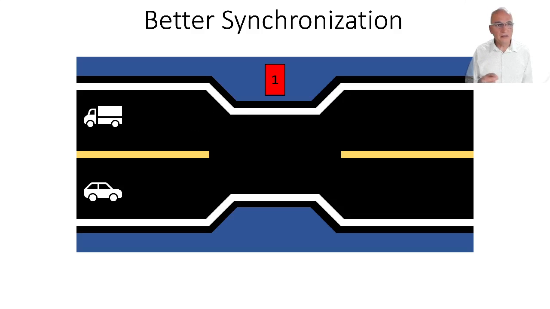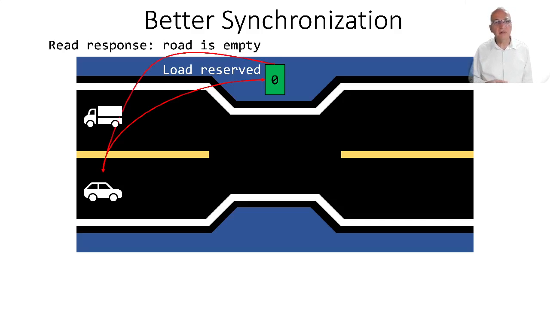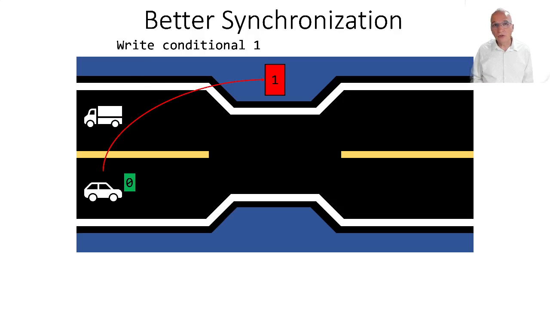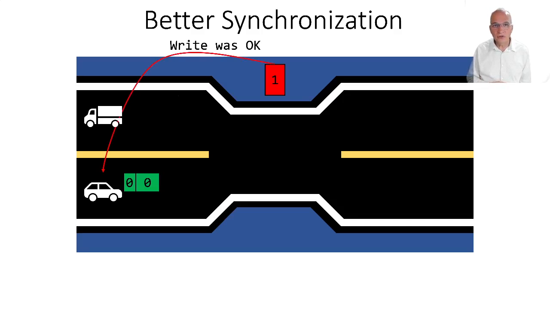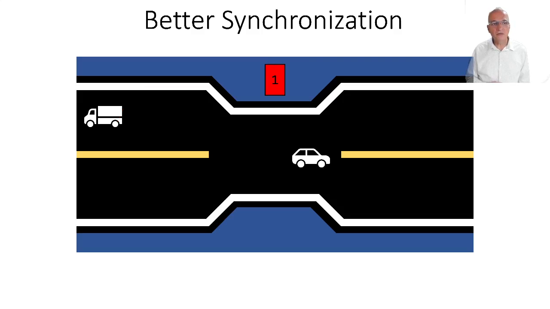And then once Larissa has crossed the road, she will be kind enough to write back to the semaphore and say, now I release the semaphore, I'm no longer interested in that part of the road. And at that point, Brandon will be able to do another load reserve and will receive the message that now the road is empty, and will then be able to do the write conditional. Now the write conditional will succeed, and Brandon will be able to pass through the road, and everybody will be happy. There will be no collisions.